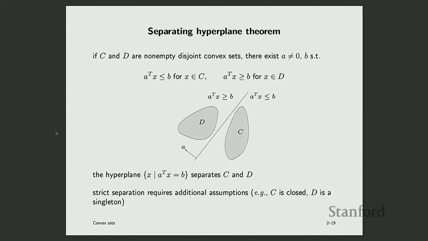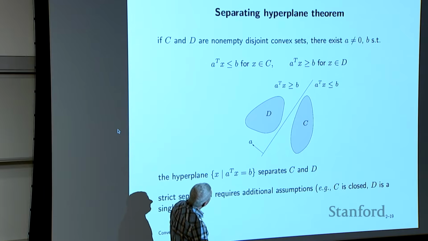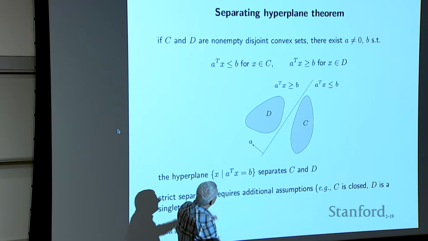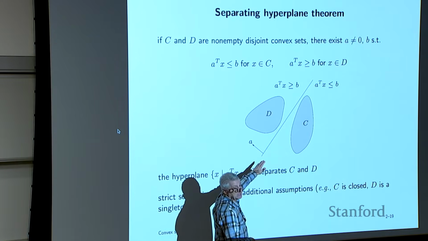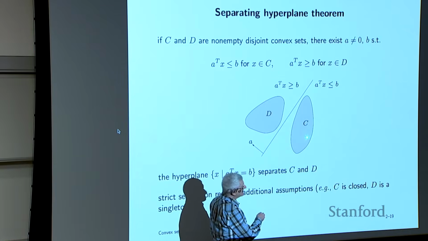If there's a set C and a set D, then there is some non-zero vector A and a number B, so that if A is pointing this way, this half space here is everywhere where A transpose X is less than B, and C is entirely in that set.